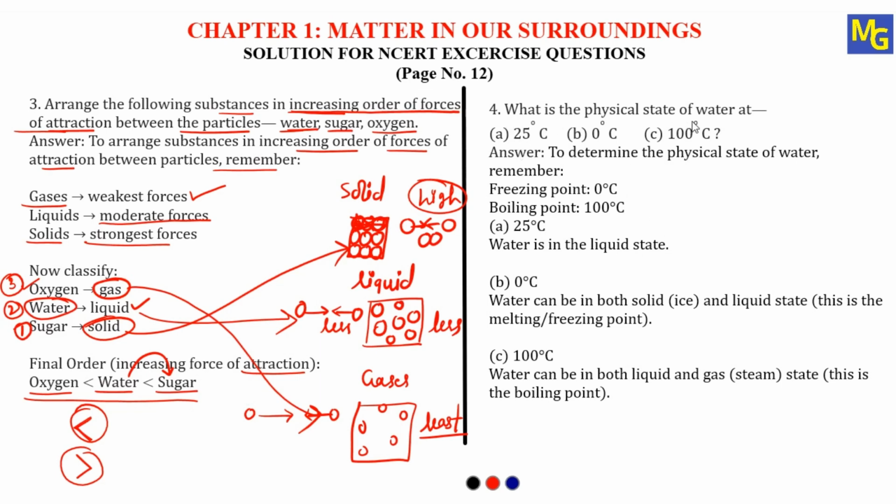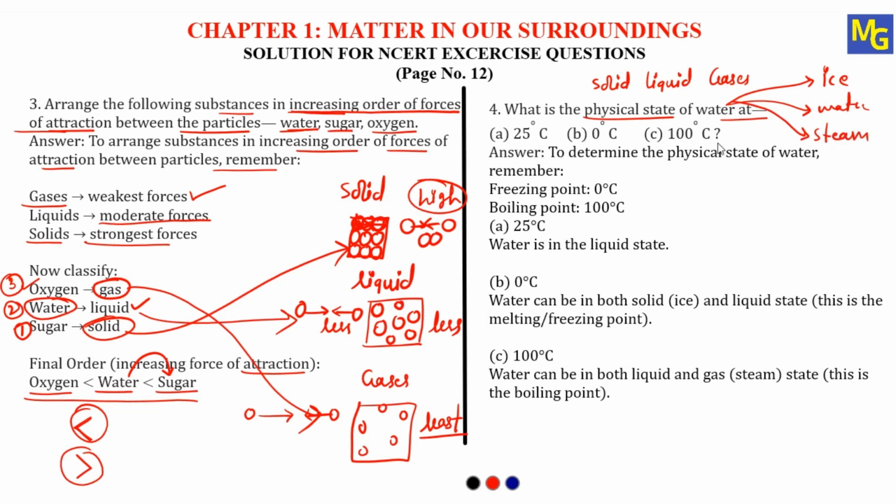What is the physical state of water at? So physical state means what? Matter has three states, that is solid, liquid and gases. In the same way, for water we have three states. For solid, water is called ice. For liquid, it is called water itself. And for gases, it is called steam or water vapor.